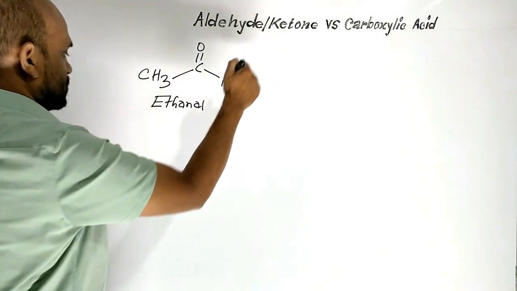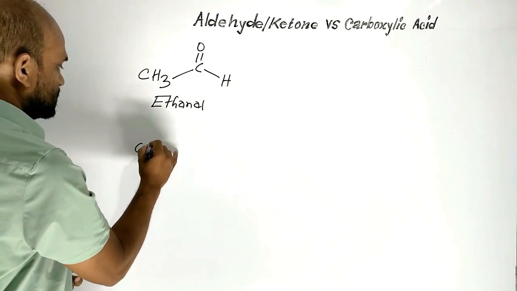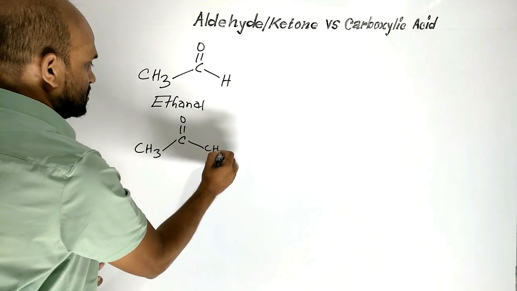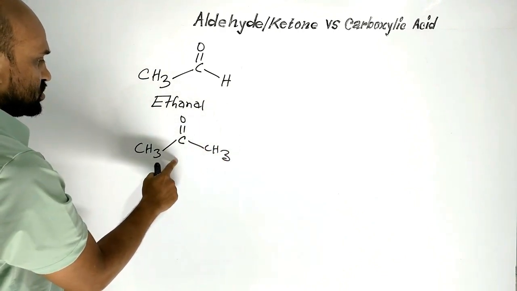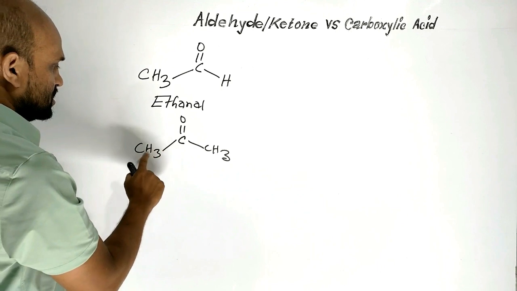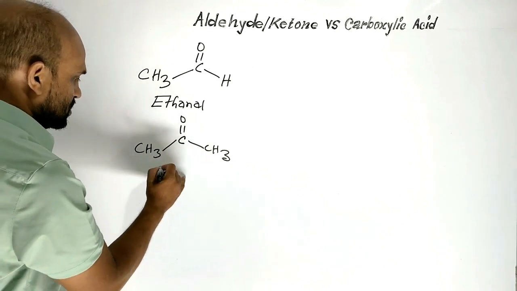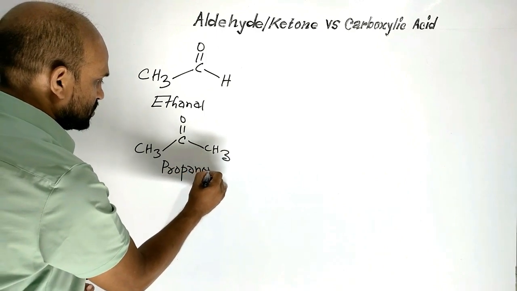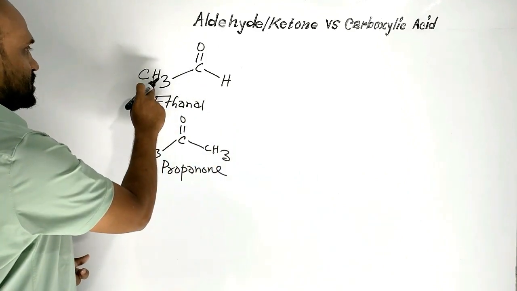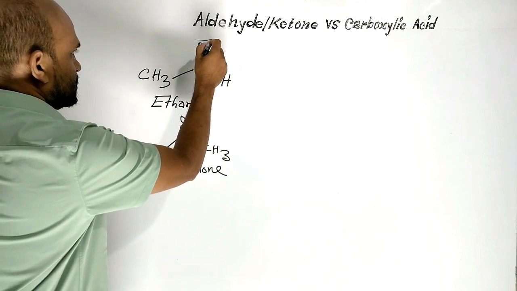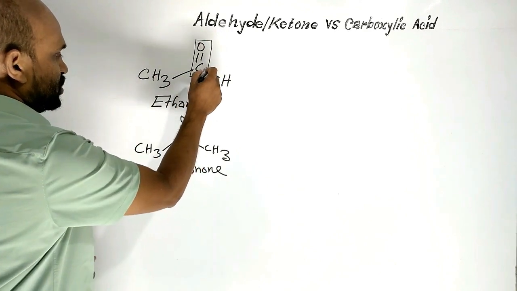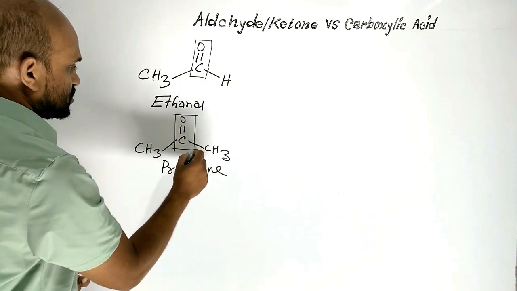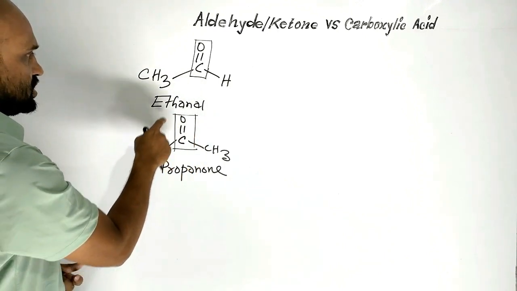Again, ketone. For example, this one. This is a kind of ketone. Its name is dimethyl ketone. This is also known as propanone. Aldehyde contains a carbonyl group. Similarly, ketone contains a carbonyl group.